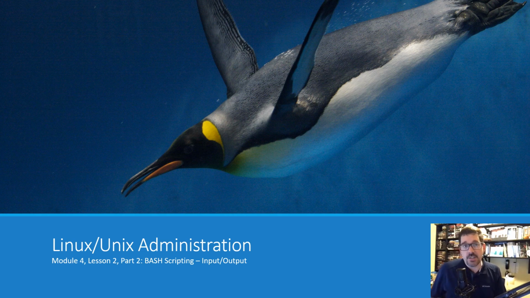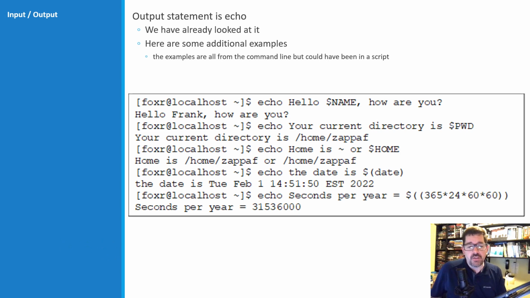Let's continue our discussion on bash scripting by looking at input and output. So how do we get information into and out of our script? First we'll talk about output. And the simplest way to output something to the user is the echo command.